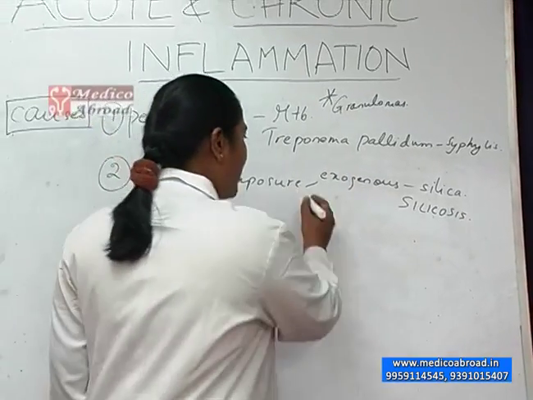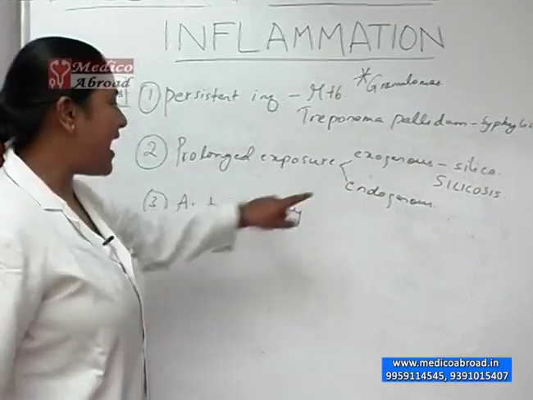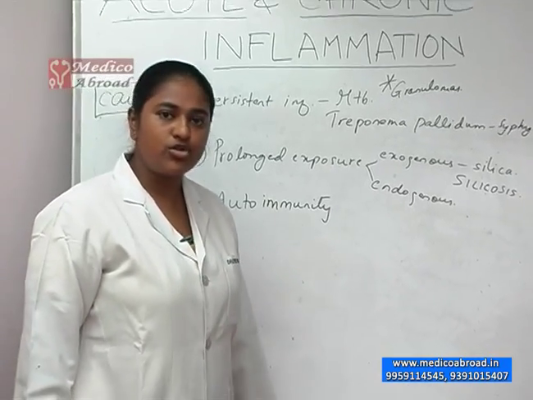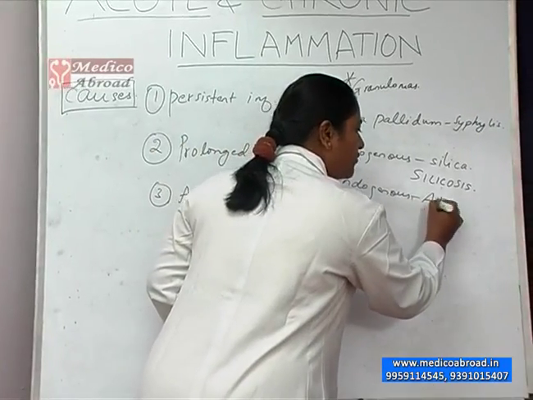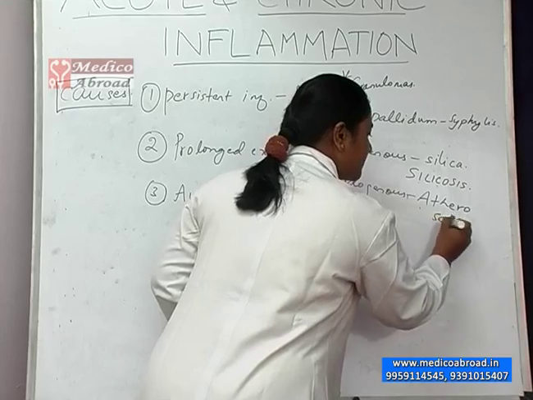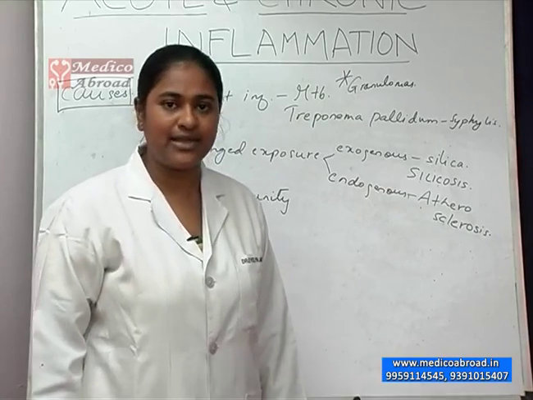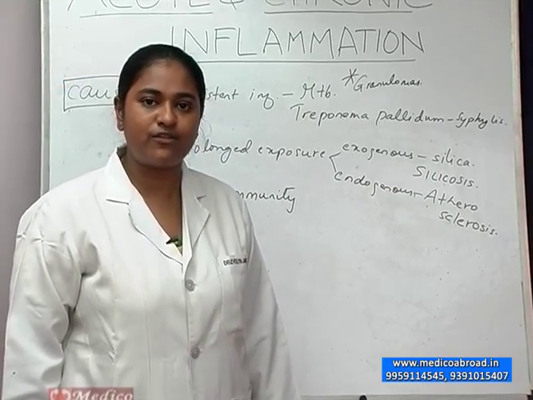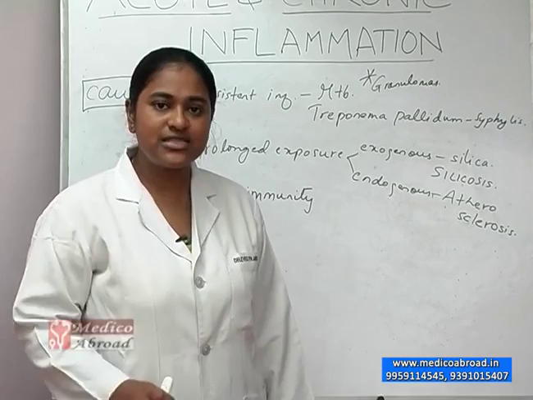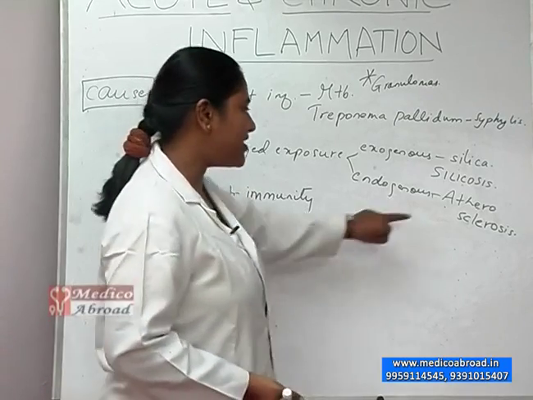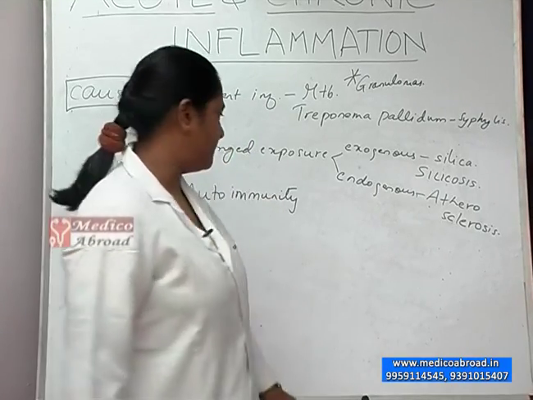Then there may be endogenous substances which may act as a noxious stimulus for chronic inflammation. For example, in atherosclerosis. Here, the endogenous plasma lipid content acts as a stimulus for chronic inflammation in blood vessels, especially in large arterial walls. This predisposes to the formation of atherosclerotic plaques inside the arterial walls.